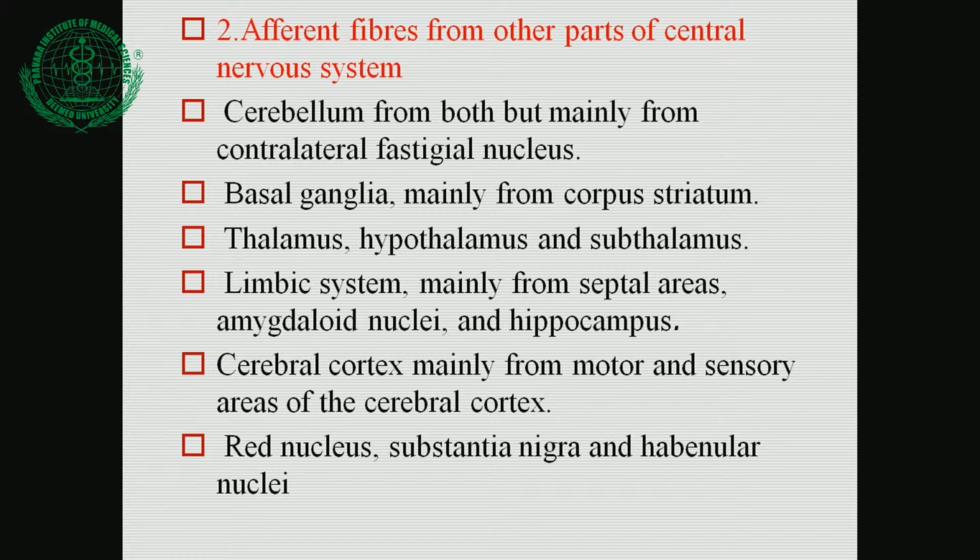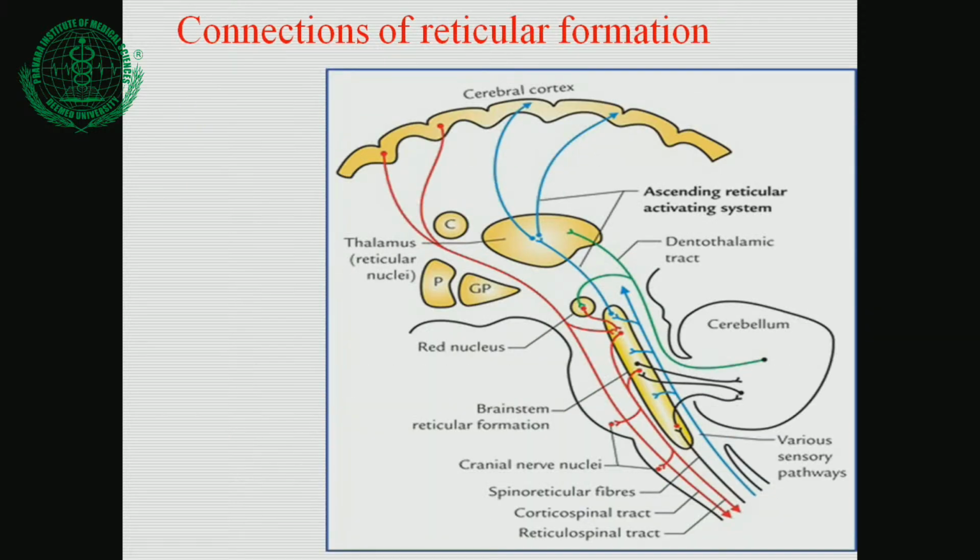Red nucleus, substantia nigra and habenular nuclei. These are the second variety of afferent fiber from other parts of the central nervous system. So this is a diagram to show you the connections of the reticular formation. These are the various ascending pathways giving fiber to the lateral part of the reticular nuclei.